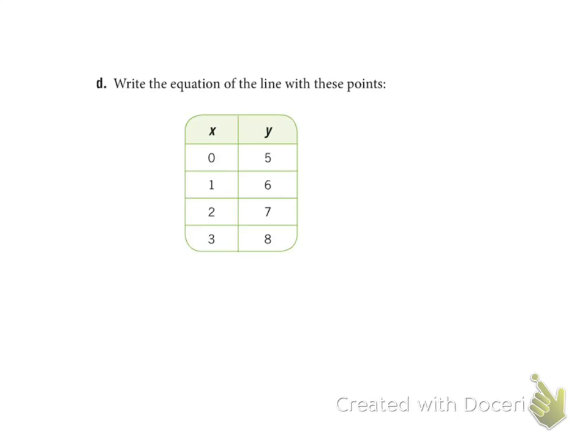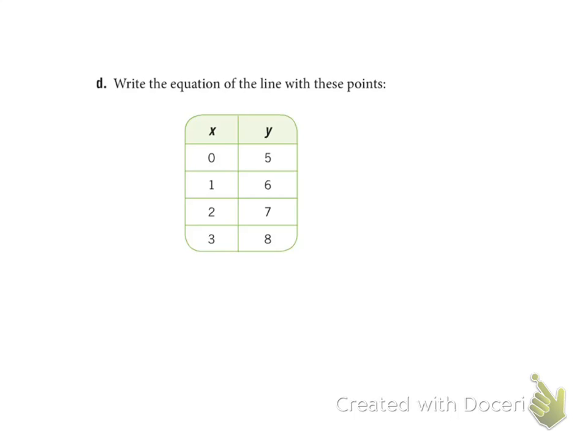Write the equation of the line with these points. Okay, so it's just another way to give us 2 points. In fact, we have 4 points this time. So we can pick any 2 points so that we can find the slope. Which 2 points would you like to use?